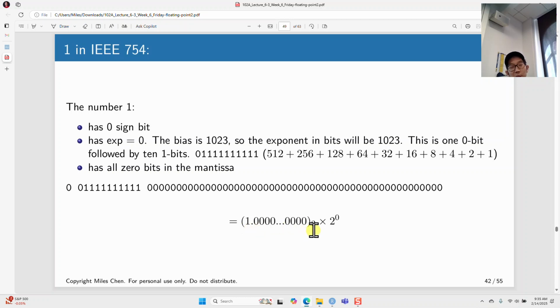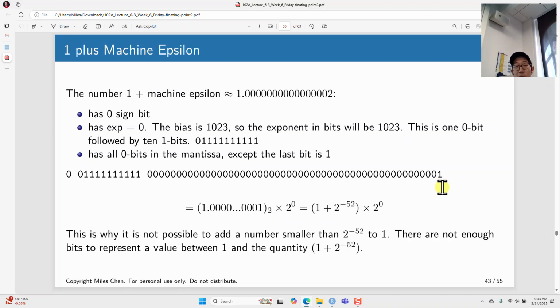1.000, all zeros in the mantissa, 1 times 2 to the 0. This is the number 1. The next number I can represent: I'm going to just change this last bit from a 0 to a 1. That's the only thing I changed.